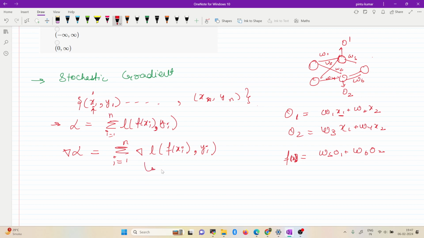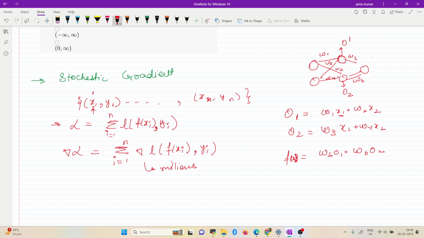Now let's say you have a million data points, and this is not very rare, this is common these days. You will have millions of data points, so you will take the summation over all the data points. This will make the learning process very slow. For every update you will have to calculate a lot of gradients and then take their sum.